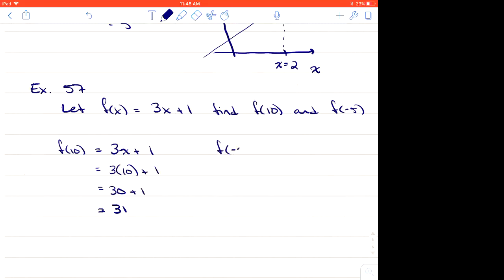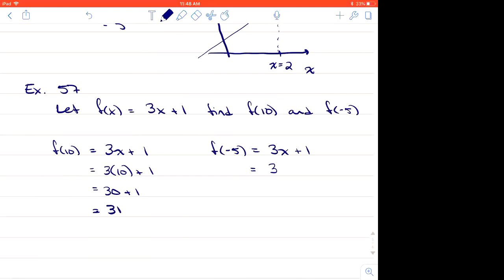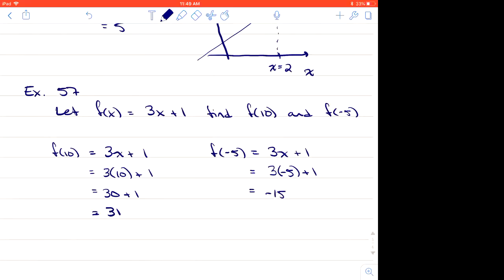How about f of -5? Again, plain equation, 3x plus 1. 3 times -5 now, plus 1. 3 times -5 is -15, plus 1, -14. Okay. Cool.